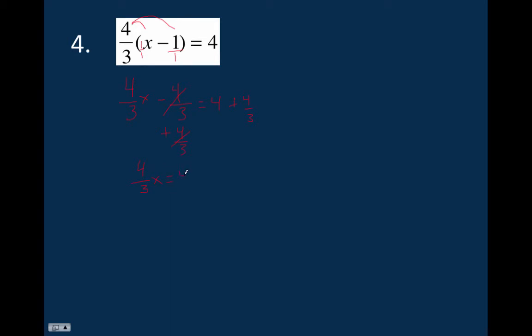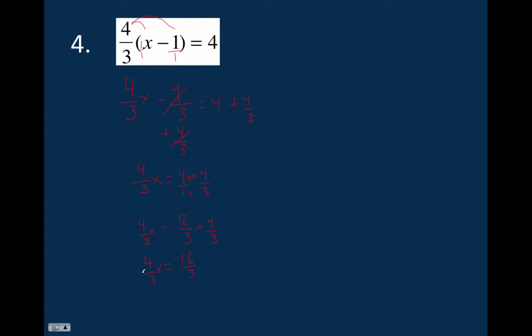x equals 4 plus 4/3. Now I haven't combined them together because in order to combine them together I actually have to make this a fraction and find a common denominator. So I'm going to multiply this by 3 and this by 3. So we get 4 times 3, which is 12 over 3 plus 4/3 equals 4/3 x. 12 over 3 plus 4 over 3, we know we just add the tops. Denominator stays the same, that's 16 over 3. We got 4/3 x equals 16 over 3.